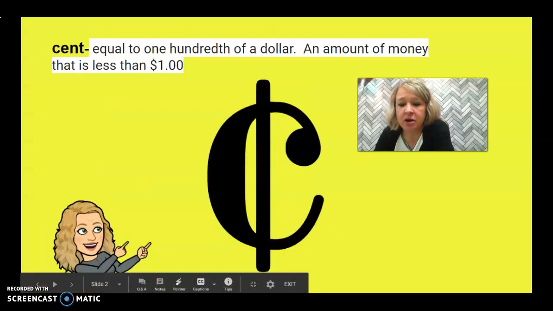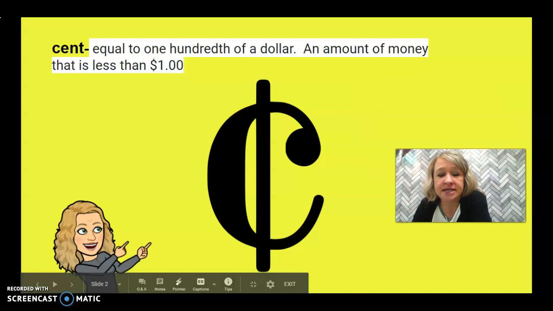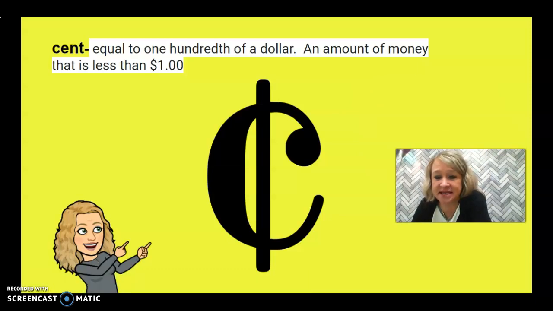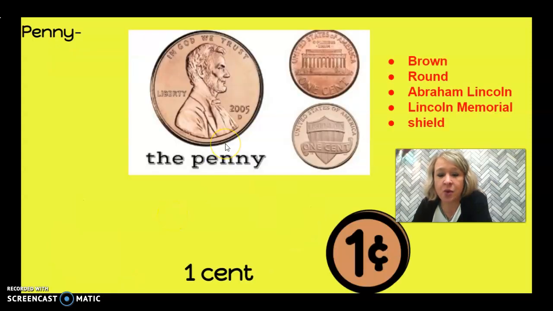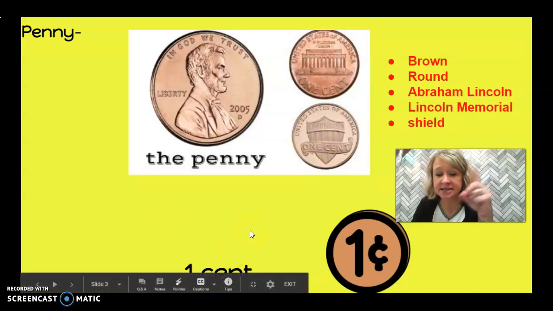Let's review some of our vocabulary words. The first one is cent. Say the word cent. A cent is equal to 1/100th of a dollar. That's an amount of money that is less than a dollar. And what was this coin called? A penny. Say penny. A penny is copper, is round, is Abraham Lincoln, it has the Lincoln Memorial, or it might have the Union Shield on the back. A penny is worth 1 cent.